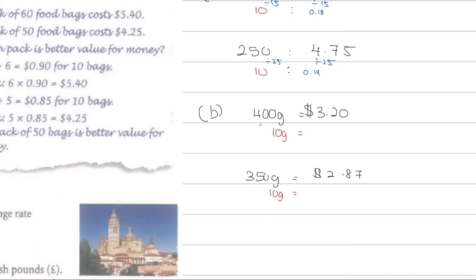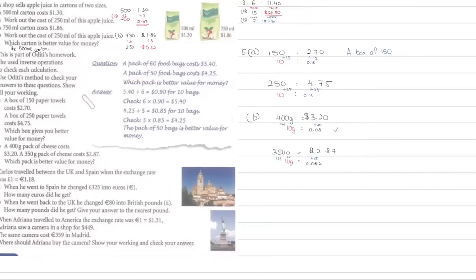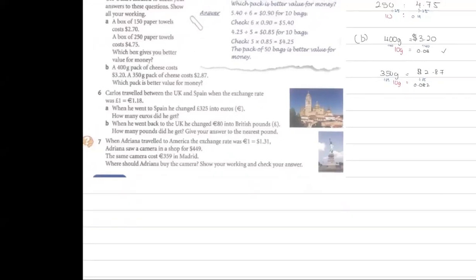So I just need to divide this side by 40. So this side also divide by 40. Divide by 35. Divided by 35. Here we get 0.08. Here we get 0.082. So this one is better value for money. The 400 gram pack. All right, nice. Number 6.